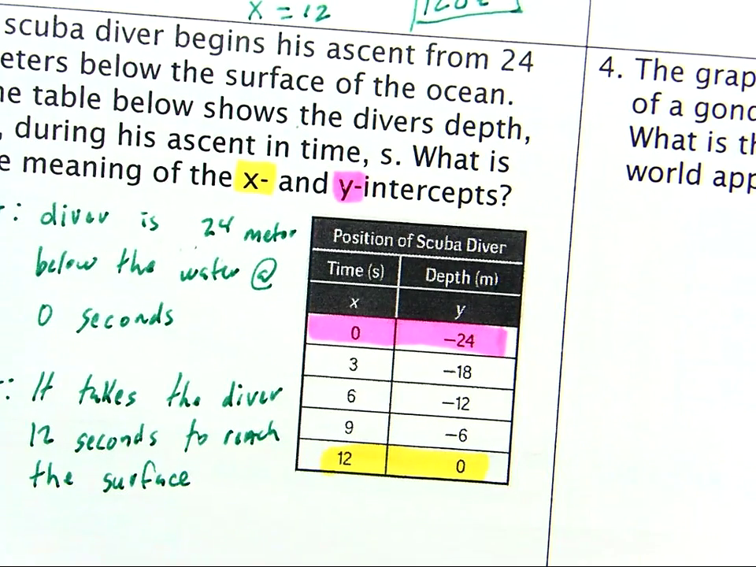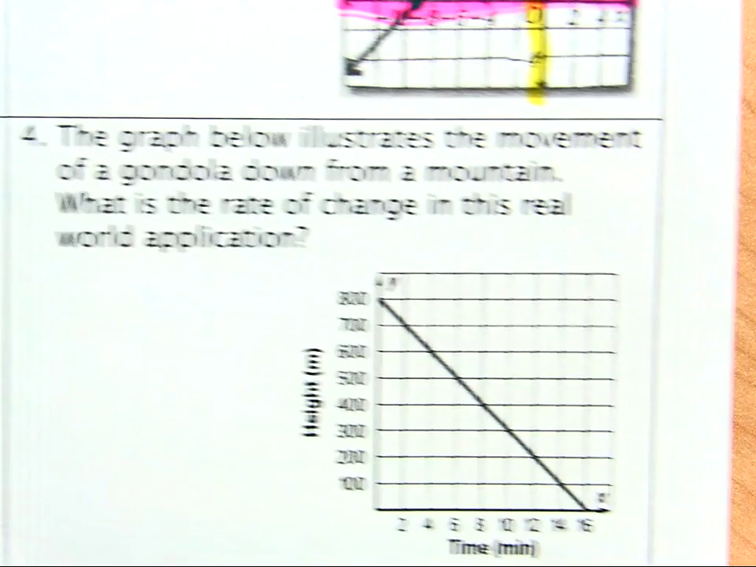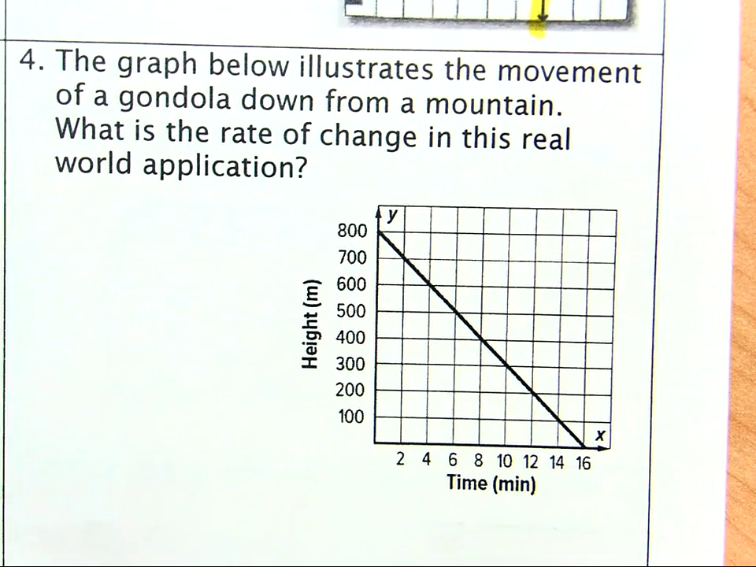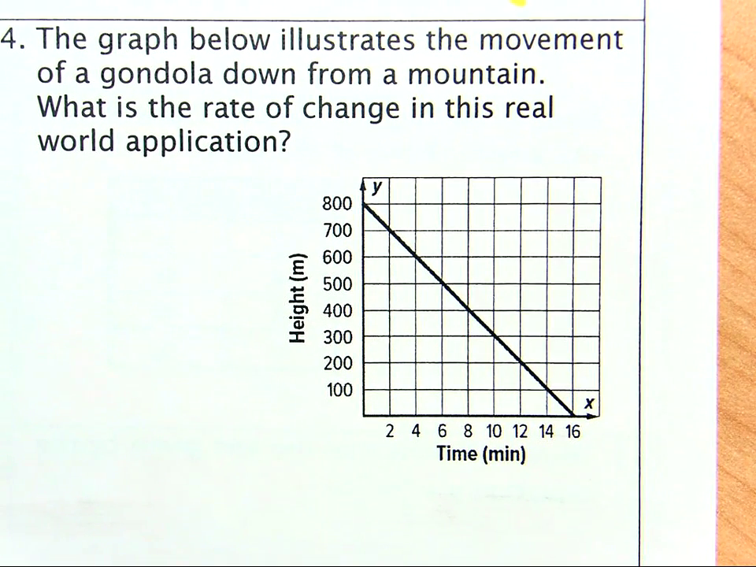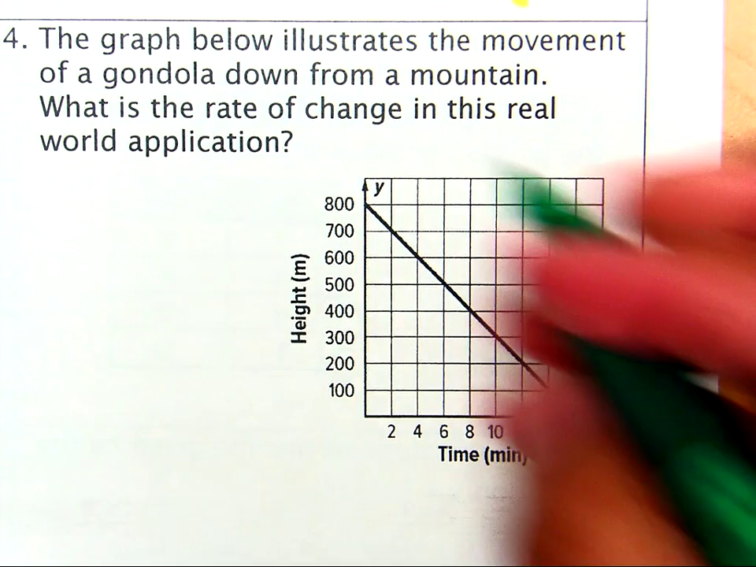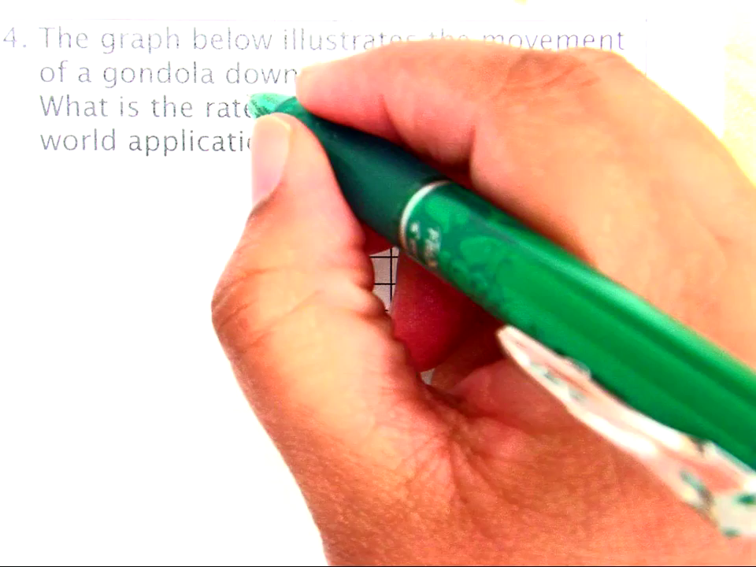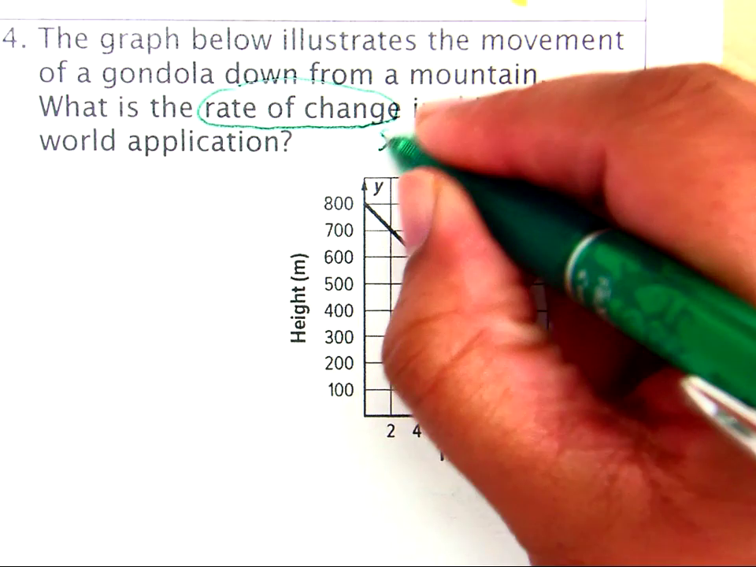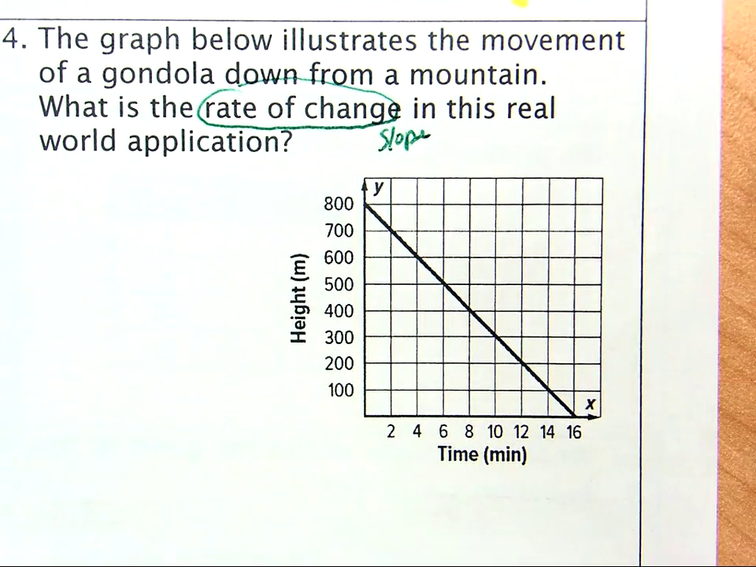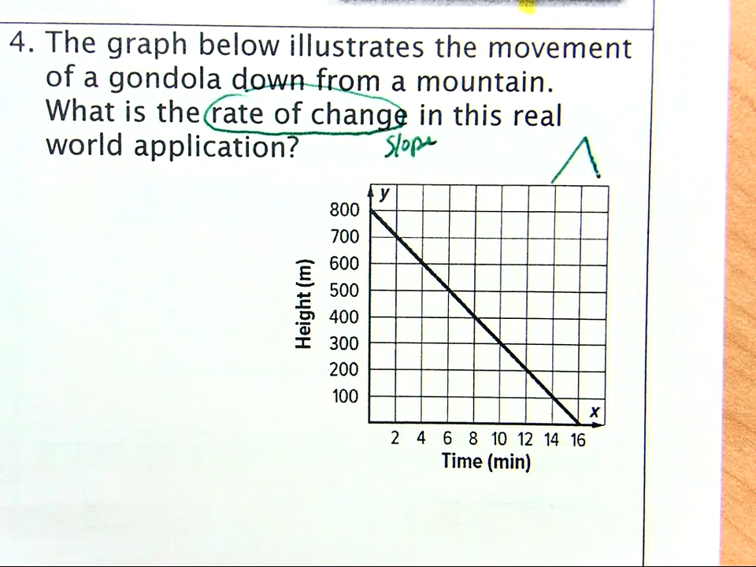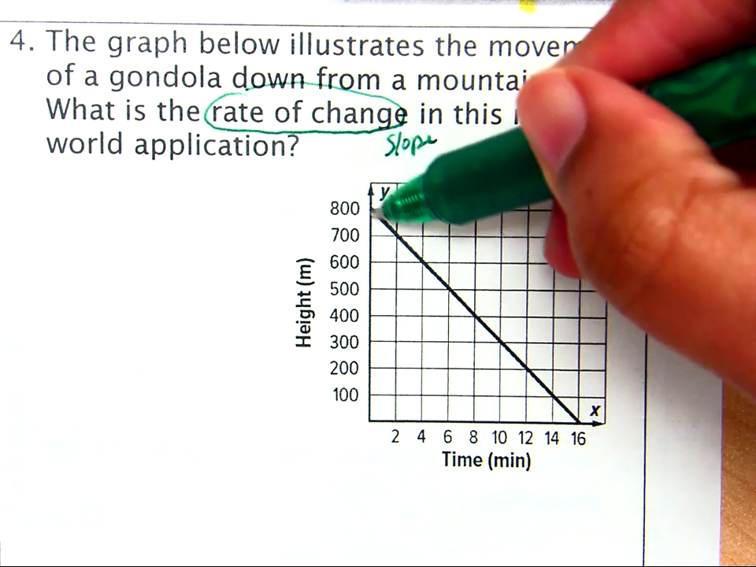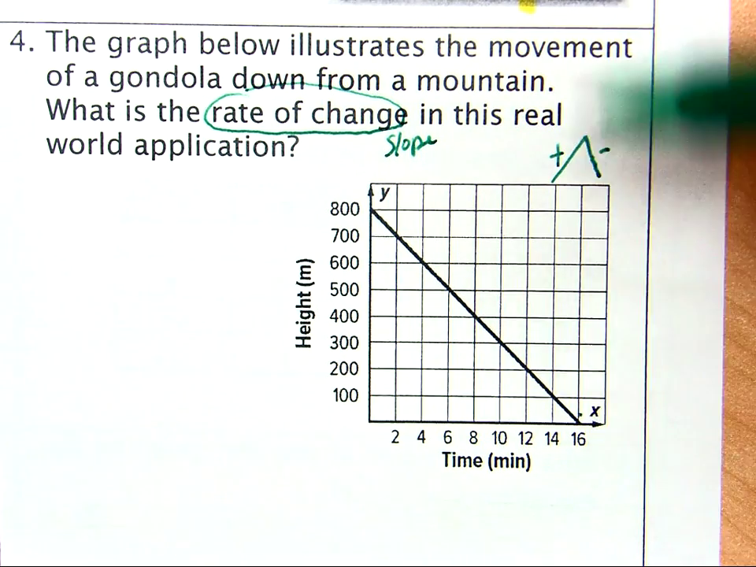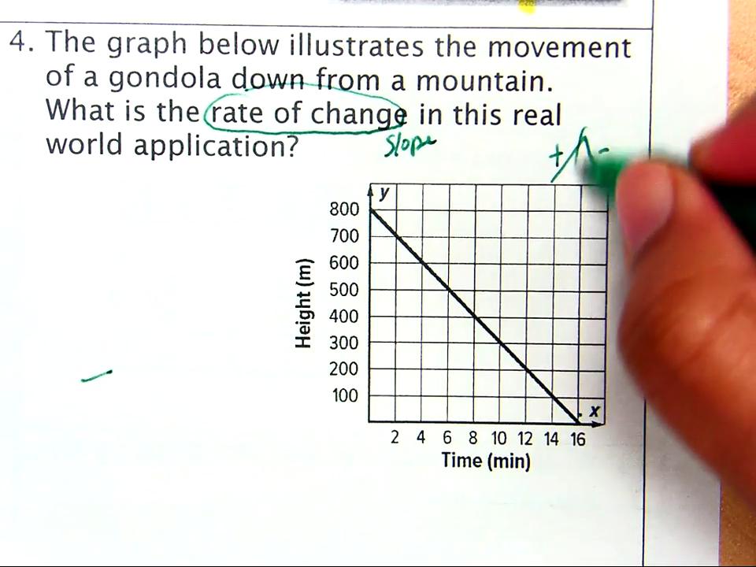All right, number 4. The graph below illustrates the movement of a gondola down a mountain. What is the rate of change in this real world application? Rate of change, y'all should know, means slope. So what kind of slope is this? Y'all should know. Some of y'all didn't remember this on your CBA. Positive slope, negative slope. Look at the way this is facing. This is going down. From left to right, it's going down. So we should know automatically that this is a negative slope.